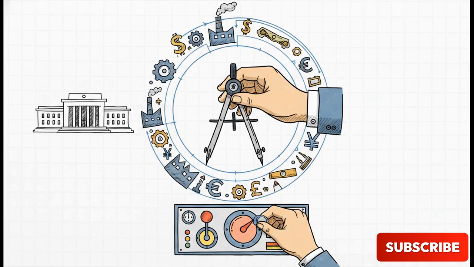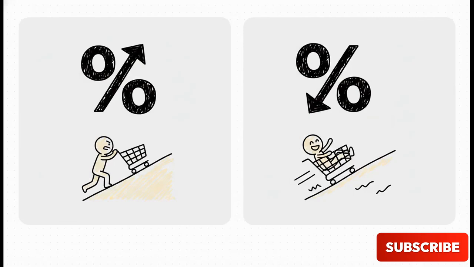So who's in the control room? The machine's operators are the world's central banks, like the Federal Reserve in the United States. You can think of them as the secret architects of our financial world, and they're tasked with keeping prices stable and employment high. Their main tool? It's the policy interest rate.